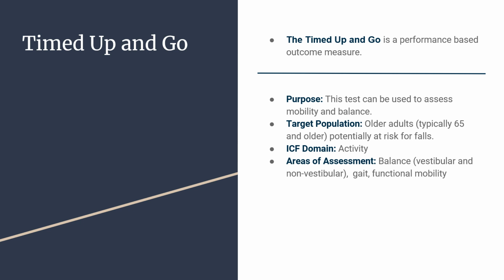Next, we're going to look at the timed up and go test. The timed up and go is a performance-based outcome measure. The purpose of this test is to assess mobility and balance. The target population is typically older adults, 65 and older, potentially at risk for falls. The ICF domain is activity, and the areas of assessment are balance, vestibular and non-vestibular, gait, and functional mobility.